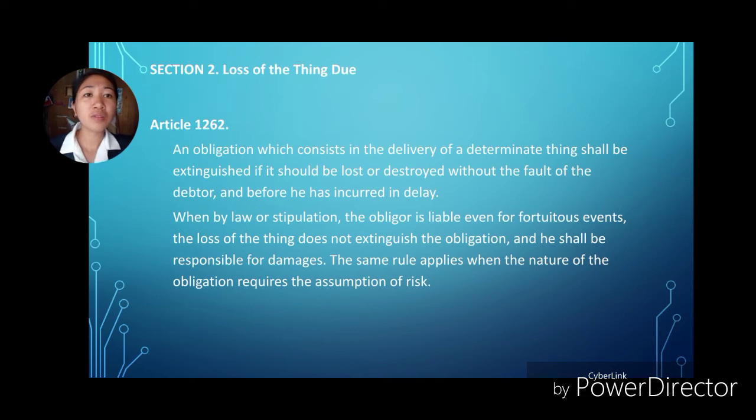Section 2. Loss of the thing due. Under Article 1262, an obligation which consists in the delivery of a determinate thing shall be extinguished if it should be lost or destroyed without the fault of the debtor, and before he has incurred in delay. When by law or stipulation the obligor is liable even for fortuitous events, the loss of the thing does not extinguish the obligation, and he shall be responsible for damages. The same rule applies when the nature of the obligation requires the assumption of risk.